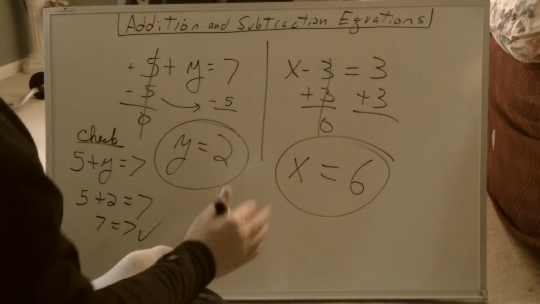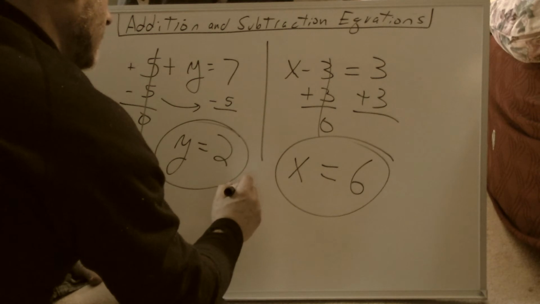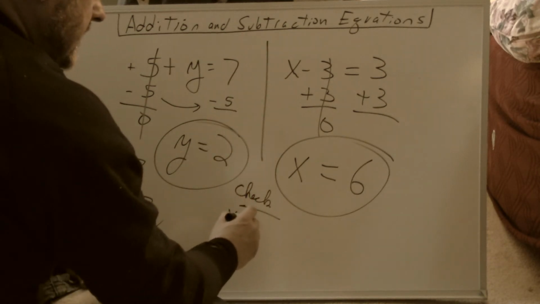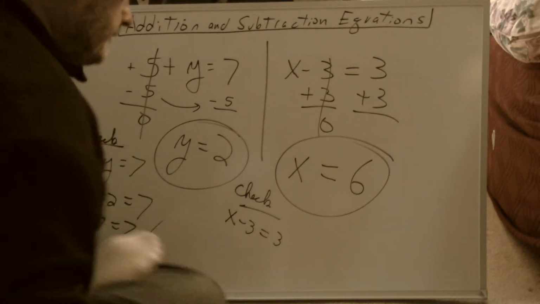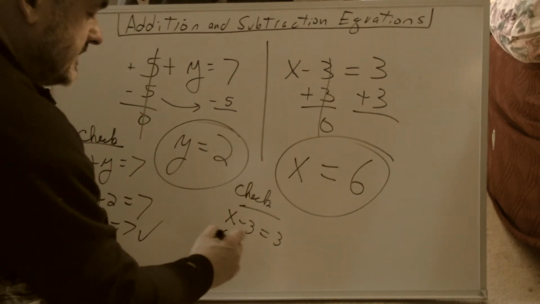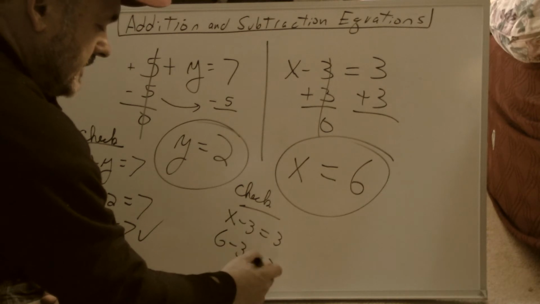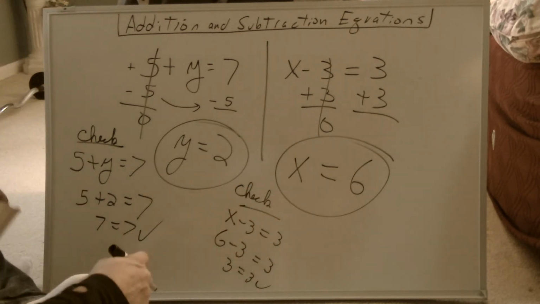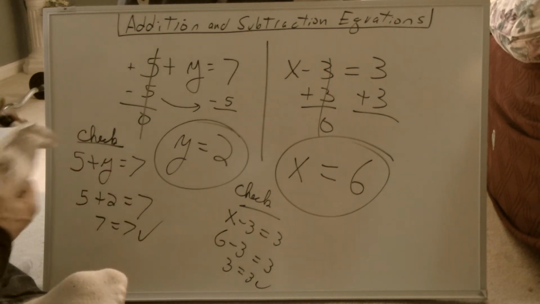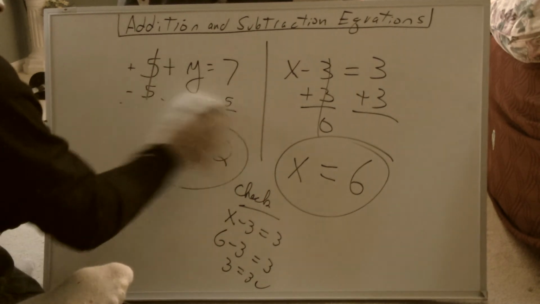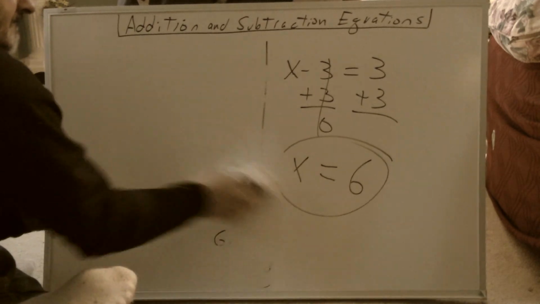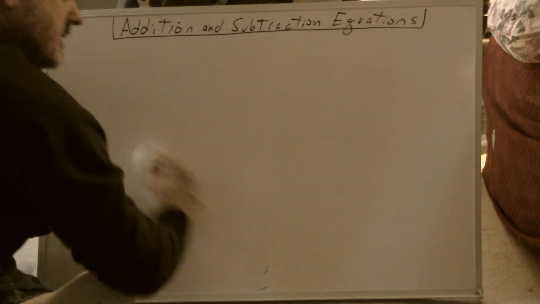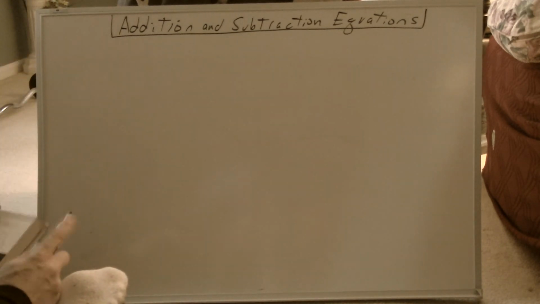X is 6. Now if I wanted to check it, I could do it right here, so you can see. Take the original equation, x minus 3 is 3. Put the 6 in for the x. 6 minus 3 is 3. 3 is 3. And that's it. All right, now let's do some harder ones. I'll just show some easy ones, but let's do some harder ones. This will not be too long of a video, but I'm going to do other ones with algebra. We'll always do more complicated as we go forth.